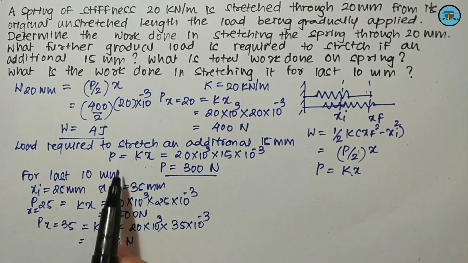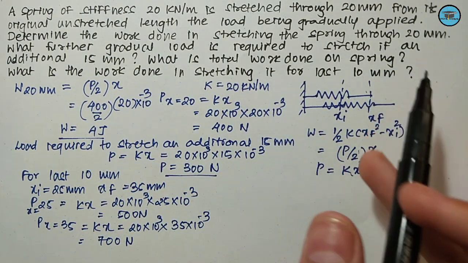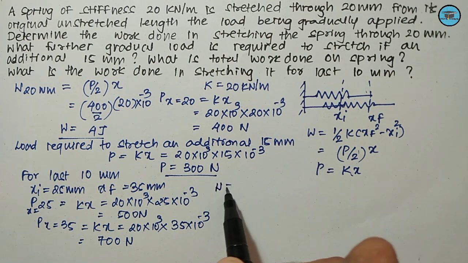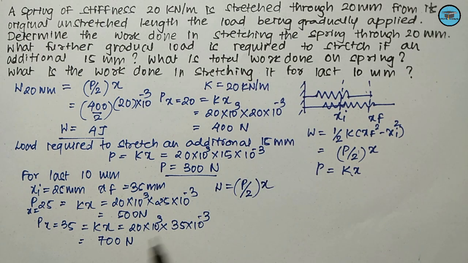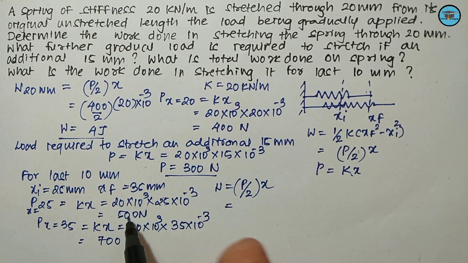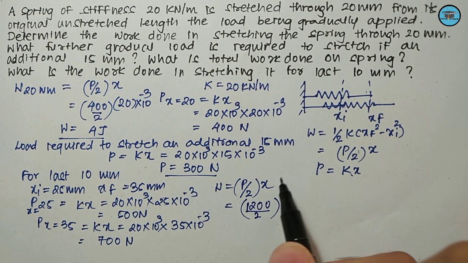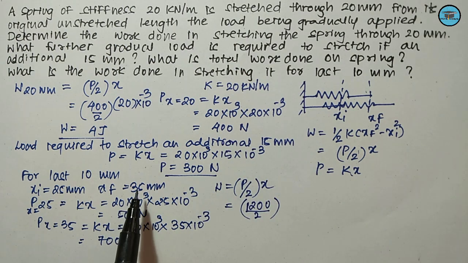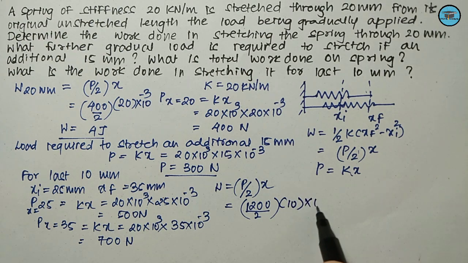So the work done for stretching the spring for the last 10 mm can be given as W, that is P by 2 into x, and P is the summation of these two, that is 700 plus 500, that is 1200, divided by 2 into x, that is the displacement, 35 minus 25, which is 10 into 10 raised to minus 3. So the work done can be calculated as 6 joule.